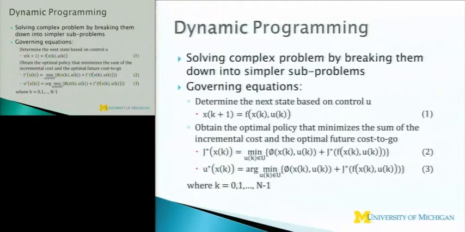And then the third equation, the u star, is the argument of the second equation. So from the third equation, we'll get the optimal policy that corresponds to the minimum cost in the second equation.